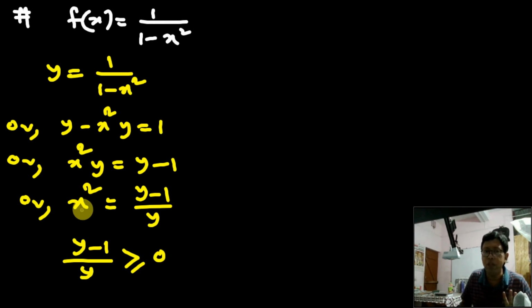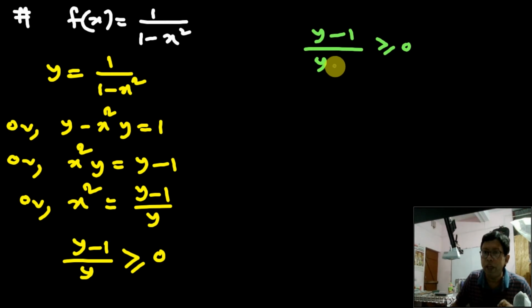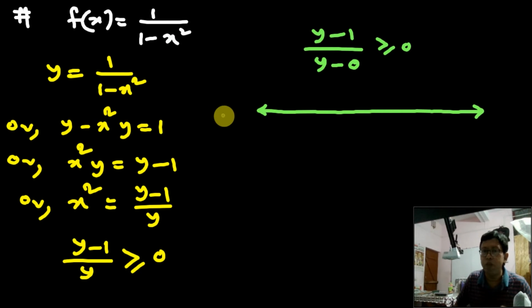If x is equal to 0 on the left side, then 0 square is 0, so the right side will also be 0. But other than this 0, you put any value of x, you will get a positive value on the left side, so the right side is obviously positive. That means y minus 1 divided by y is greater than or equal to 0. I write it again as y minus 1 divided by y is greater than or equal to 0, or you write the denominator as y minus 0. Now use the Wavy Curve method. You know this method. I have another tutorial on this method. You must see this tutorial and it will help you find the domain or range of a function.